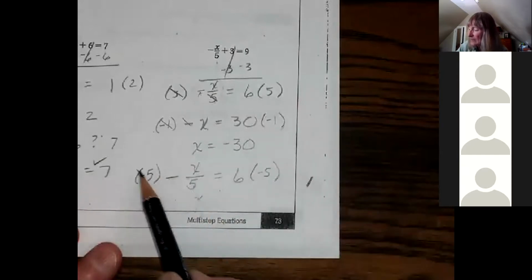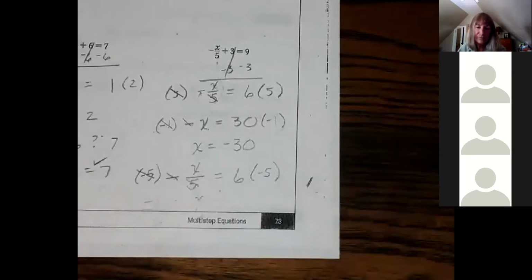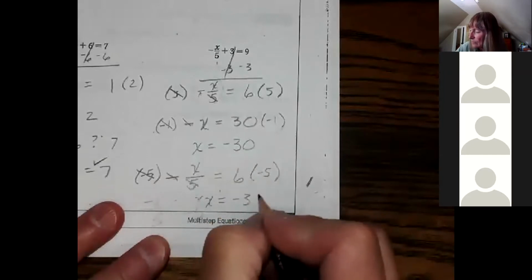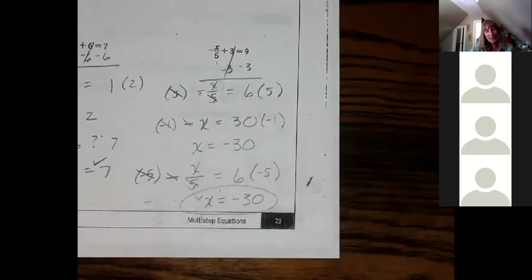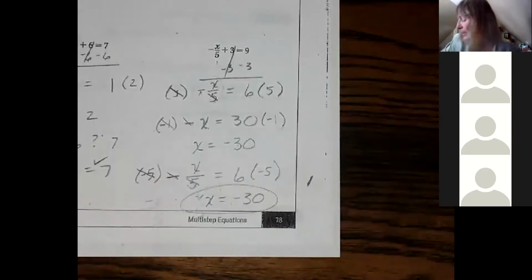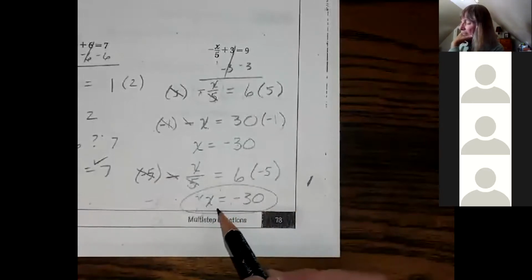This -5 cancels out this negative and that 5, and we end up with x equals -30. Same answer. How is that? I guess if you plug that in though. Yes, let's plug it in and make sure that I'm getting the right answers, okay? That is odd, isn't it?